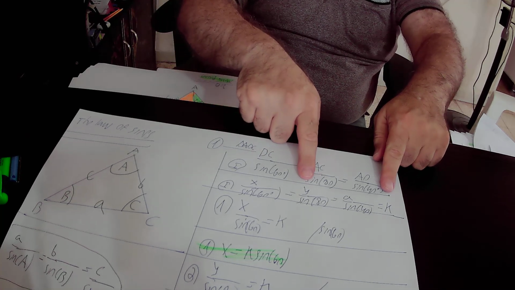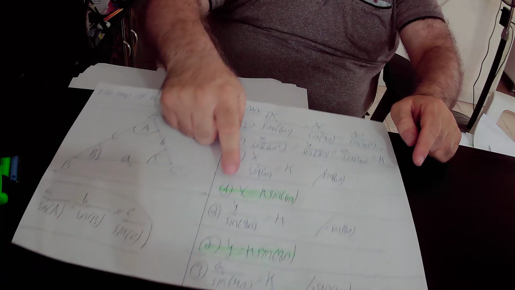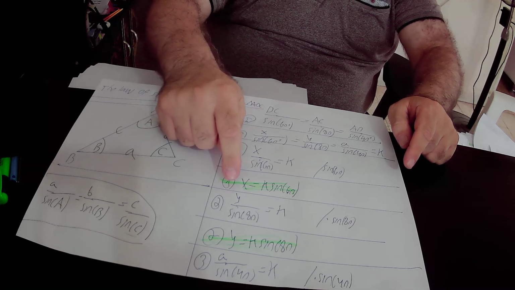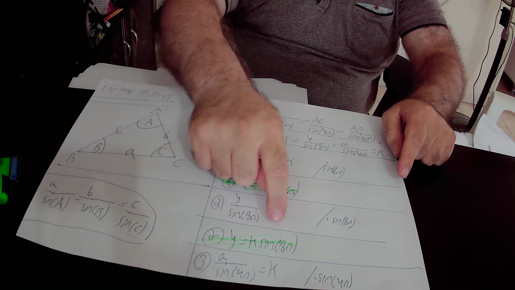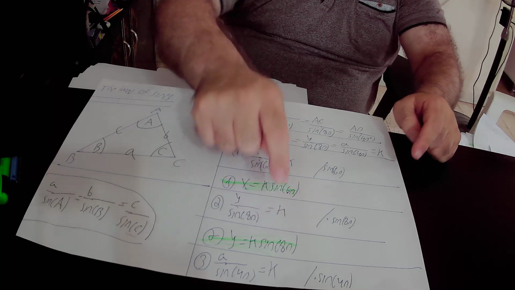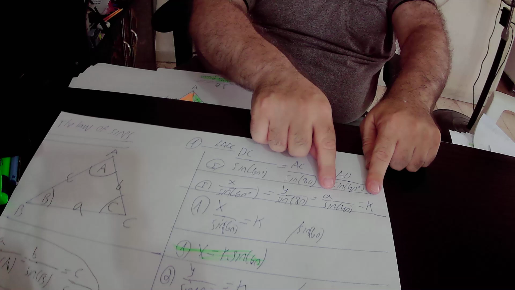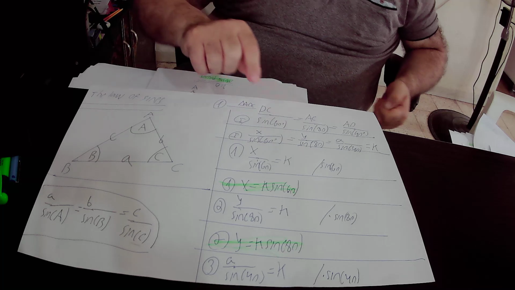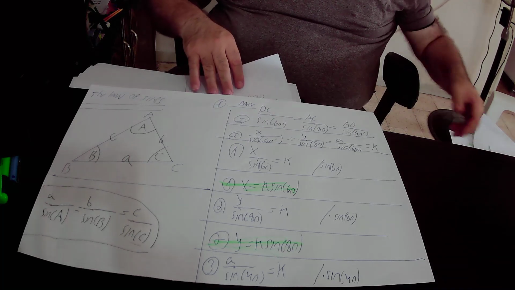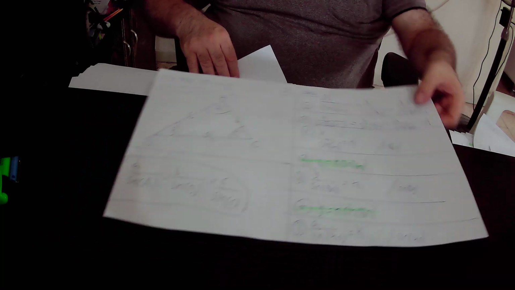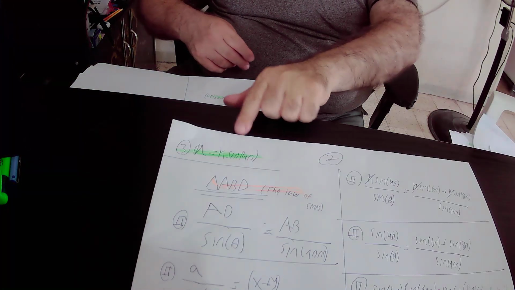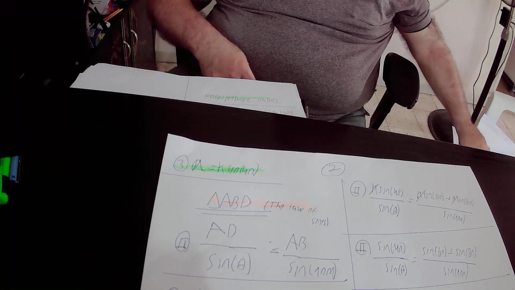Those two expressions are also equal to each other. That is to say, Y over sine 80 degrees equals K. We multiplied this equation number 2 by sine 80 degrees and found out that Y equals K times sine 80 degrees. And finally, those two expressions are also equal to each other. That is to say, A over sine 40 degrees equals K. Then we multiplied this equation number 3 by sine 40 degrees and found out that A equals K times sine 40 degrees.